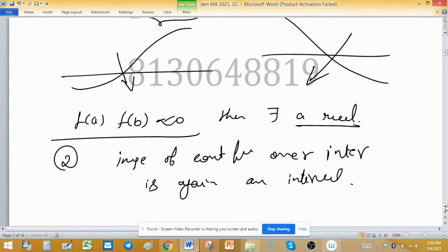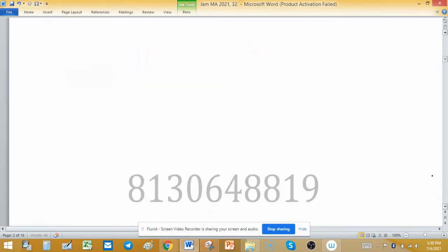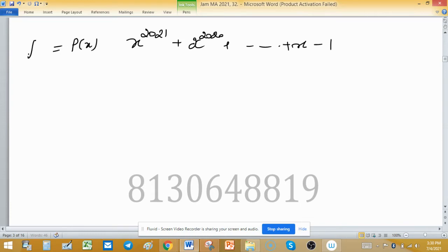So as you can see, at a and b, these are the two points we normally use in the intermediate value theorem. Because the structure of the polynomial is like this: x raised to the power 2021, x raised to the power 2020, plus and so on up to x minus 1. This is the structure. So you can say this is the polynomial p(x), or you can say f(x).